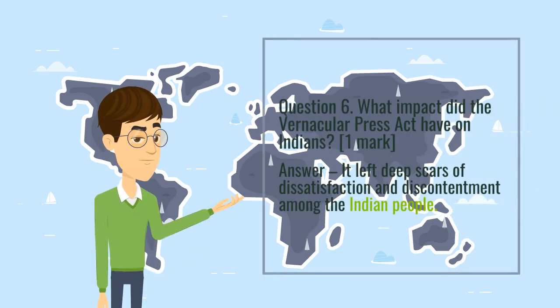Question 6. What impact did the Vernacular Press Act have on Indians? 1 mark. Answer: It left deep scars of dissatisfaction and discontentment among the Indian people.